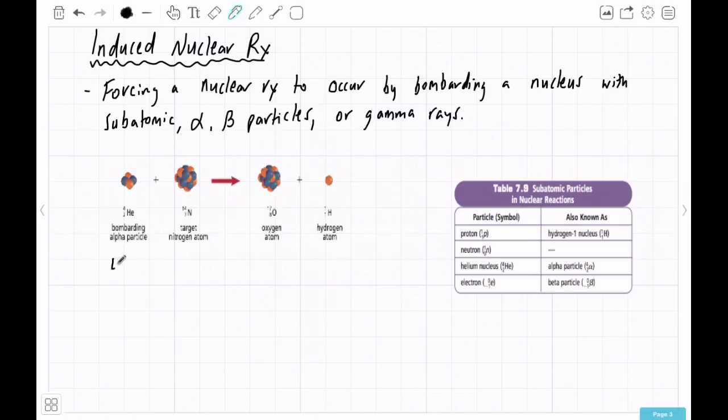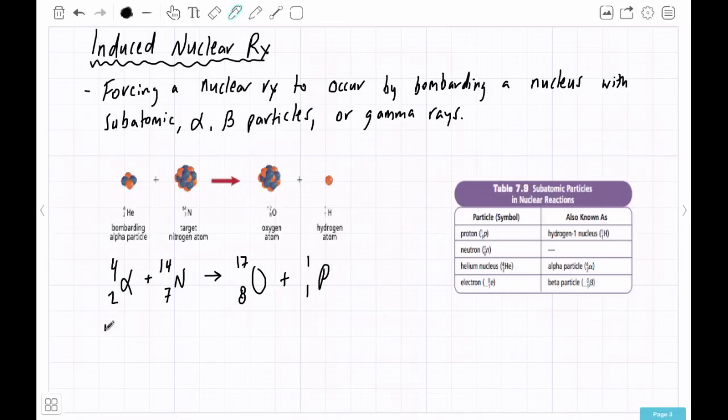In this case, here we have our alpha particle with a mass of 4 and an atomic number of 2, plus our nitrogen, which has a mass of 14 and atomic number of 7 since it's nitrogen. And this translates into 17 as the mass for oxygen and 8 being our atomic number. And for hydrogen, we simply show it as a proton with a mass of 1 and an atomic number of 1, but we can use a symbol for proton here.